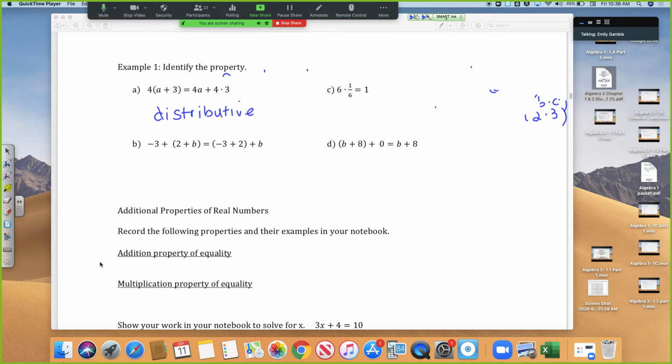Okay, for the second one, B. This is negative 3 plus 2 plus b equals negative 3 plus 2 plus b. Notice that everything I said was in the same order. Sometimes it's really helpful to say these out loud or in your head and see, are they in the same order? If so, it's not the commutative property. What changed here in B is that the numbers were grouped differently. In the first one, 2 and b were grouped together. In the second part, negative 3 and 2 were grouped together. So this would be considered the associative property. And this is the associative property of addition.